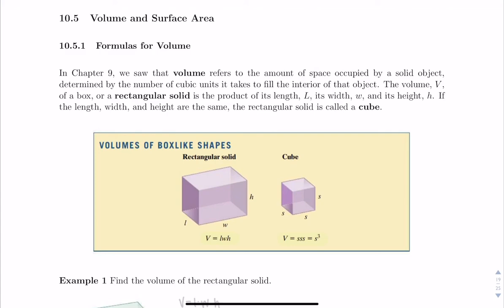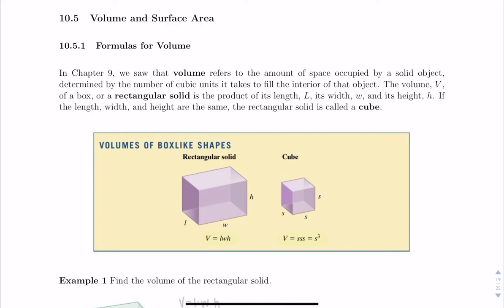10.5 is about volume and surface area. So we saw that volume refers to the amount of space occupied by a solid object. And this is determined by the number of cubic units it takes to fill the interior of that object. So the volume V of a box or a rectangular solid is the product of its length, width, and height.